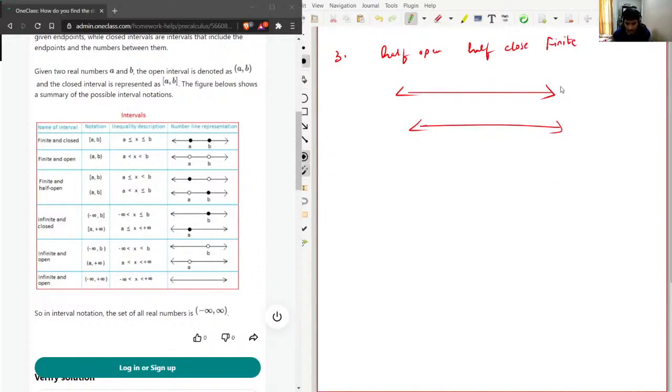So half open, half closed means, first of all, this is finite because it is from a to b. Second, you can see that here a is written with a normal bracket and b is written with a square bracket. That means the value from a to b will be in the domain. The value of b is also going to be in the domain, but not the value of a.